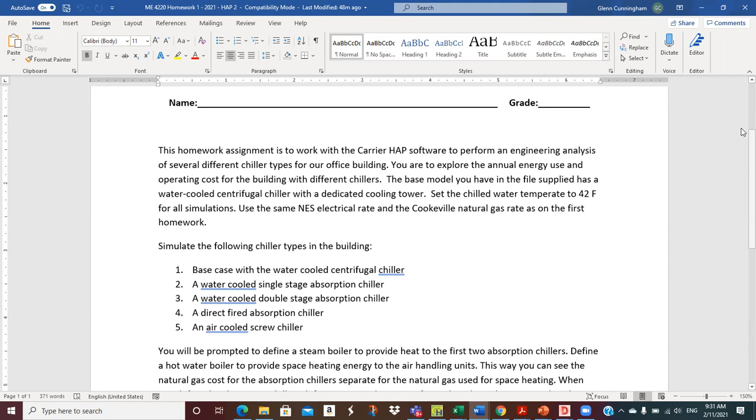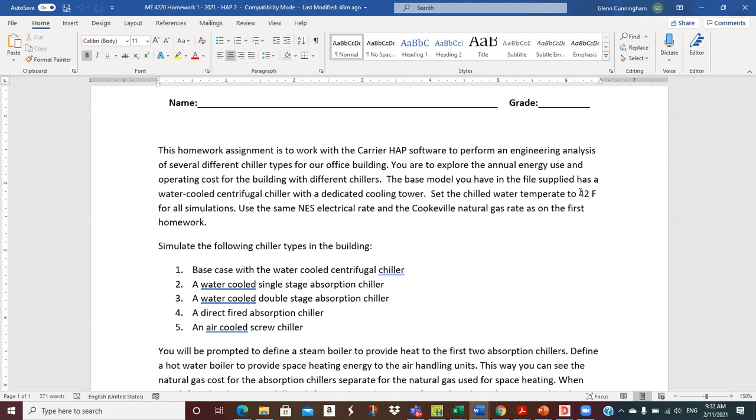Please notice I asked you to change the chill water temperature to 42. I think we ran 44 in that first homework. And so you have to be a little careful. You have to get in there and make sure in the chiller definition and all that sort of thing. And there's a chiller definition and there's a chiller plant definition. And you need to check both of those and make sure that they're set on 42.